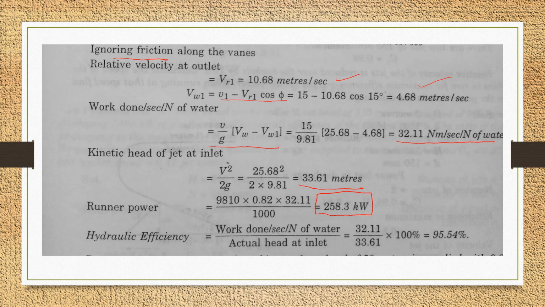Using the work done per second per Newton of water and the kinetic head of the jet, we can find the hydraulic efficiency. That comes out to be 32.11 divided by 33.61 into 100, which is 95.57%. So friends, this is how the various numericals on the Pelton turbine can be solved.